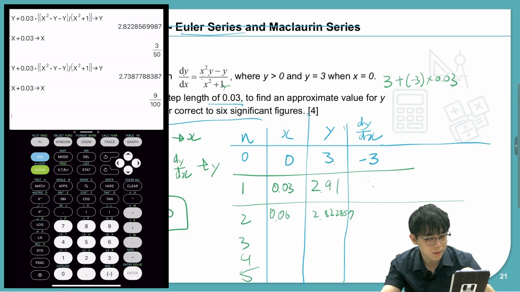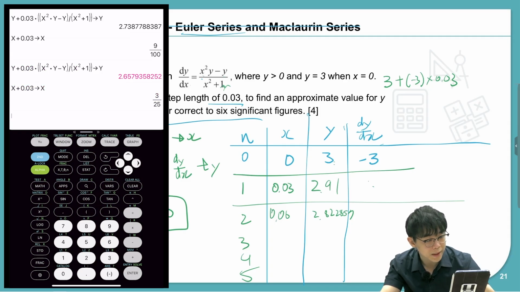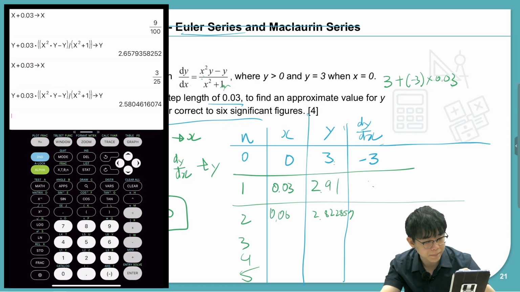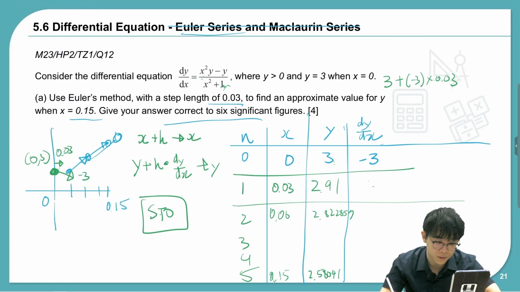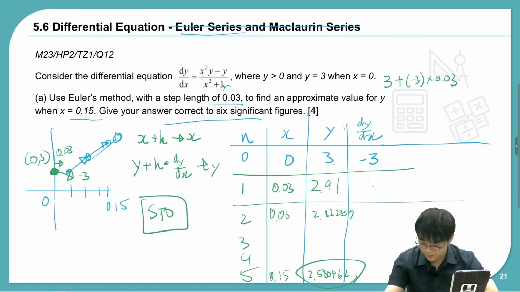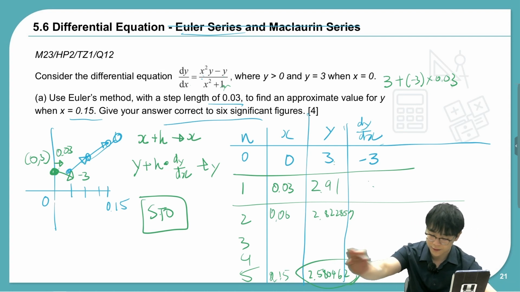Right, so now I get the value when x is 0.09. I want to update my y value once more and x value once more. And then I'm going to update my y one final time. Right? And I guess I don't have to update my x, but it would be 0.15. So the value I get is 2.580462, right? And that is how you would get your answer correct to 6 sig figs.